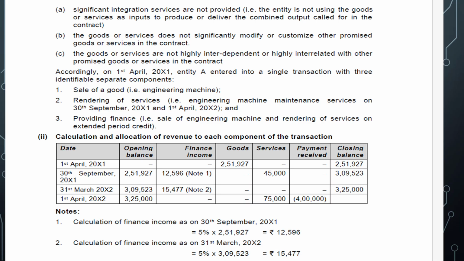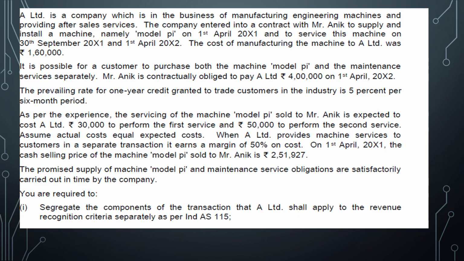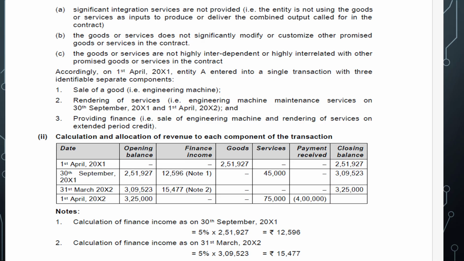Now proceeding to the answer. The key thing is this box, where the computation is very important: opening balance, finance income, goods and services, payment received, and the closing balance. The amount here is specifically given in the question. On 1st April 2021, the cash selling price of the machine Model P sold to Mr. Anik is rupees 2,15,927, which will be your closing balance on 1st April 2021. And now the 5% per 6-month period is given. So on the 2,15,927 closing balance, which will be the opening balance of the next period, apply the 5%, and you will get the finance income, and the services are 45,000.